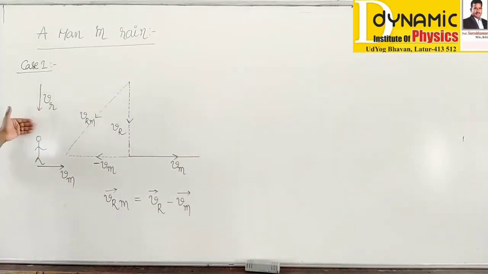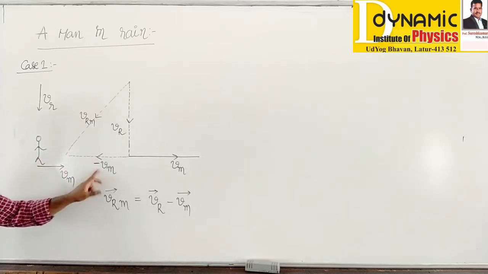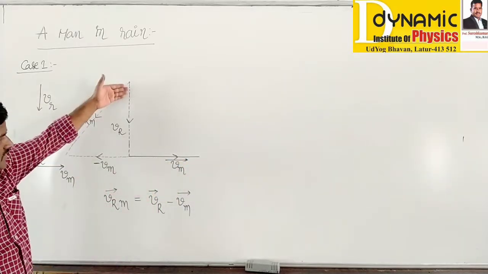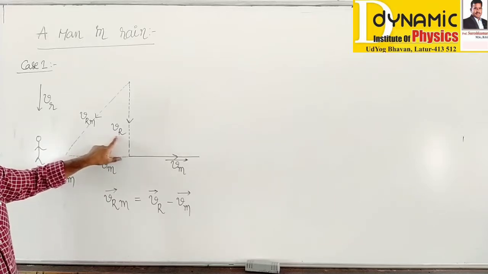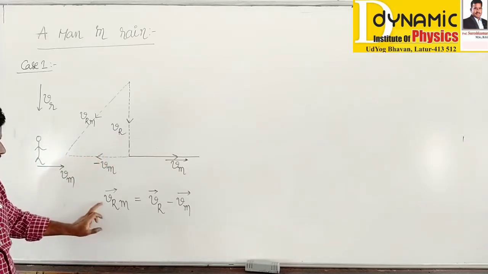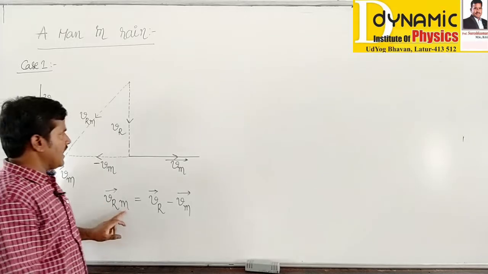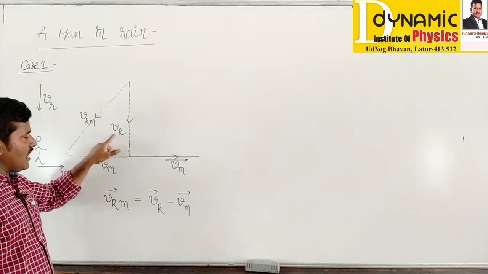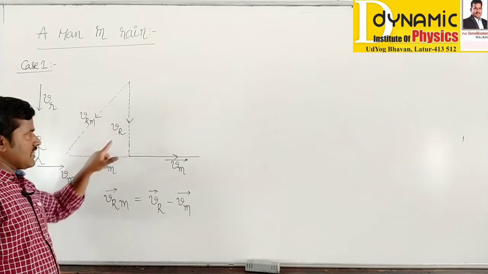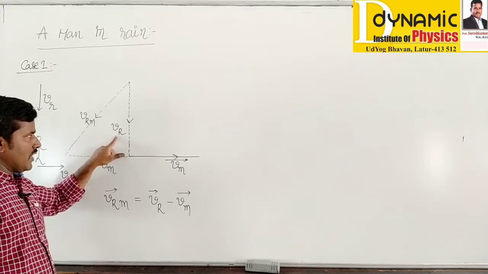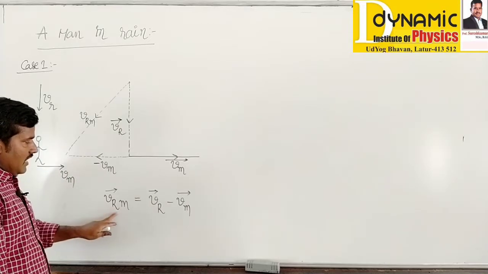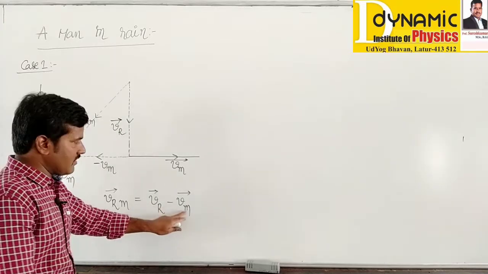बारिश ऐसा गिर रही है, आदमी भाग रहा है बारिश से सेव होने के लिए. When the man runs, the speed of the person is Vm and the rain velocity is Vr. Then what is the relative motion of rain with respect to man? The relative velocity of rain with respect to man means Vr minus Vm, the resultant of one positive vector and another negative vector. Vrm equals Vr minus Vm.